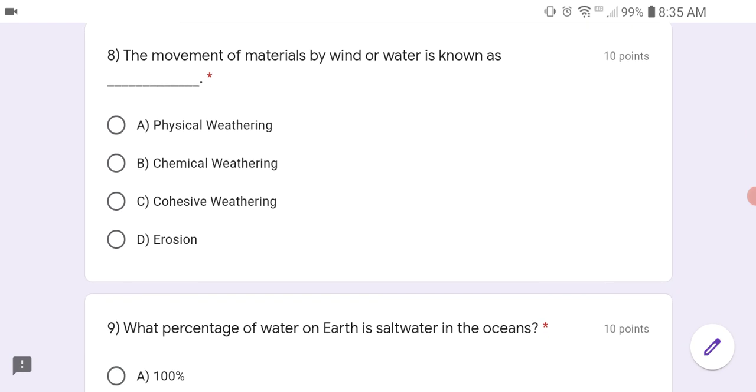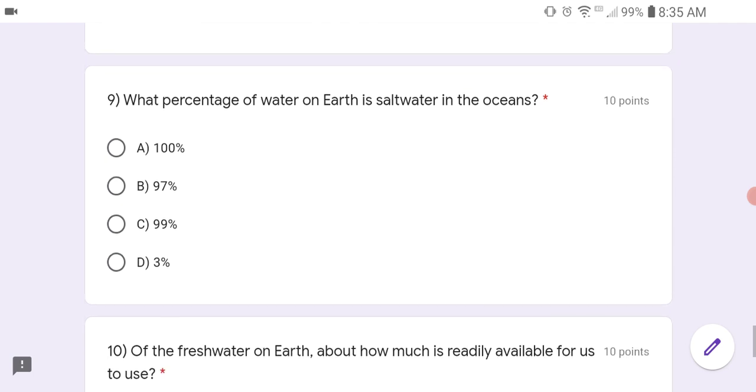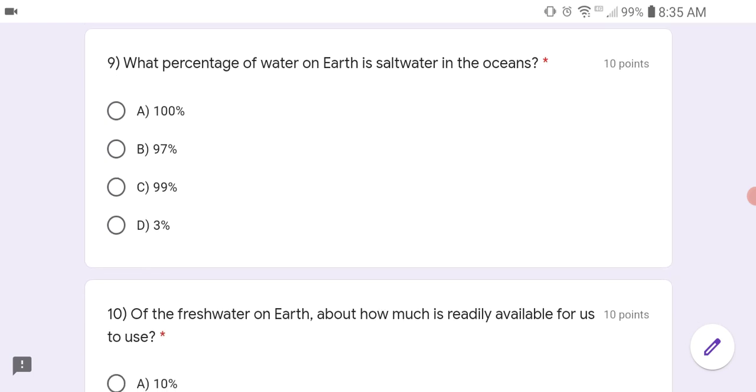Number 8. The movement of materials by wind or water is known as A. Physical weathering, B. Chemical weathering, C. Cohesive weathering, or D. Erosion. Number 9. What percentage of water on Earth is salt water in the oceans?